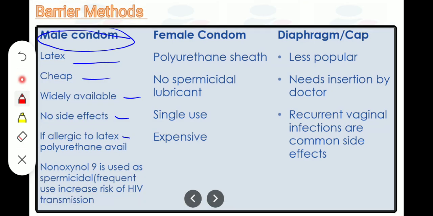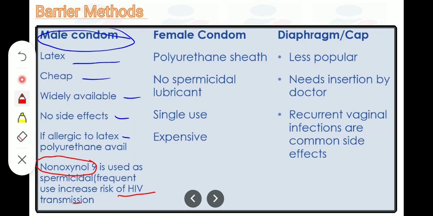Now there is a specific spermicidal agent which is used with the male condom, and that is nonoxynol-9. It is also asked in MCQs which type of spermicidal agent is used in barrier methods like the male condom. That is nonoxynol-9, but the disadvantage of this spermicidal agent is that when it is used frequently, it increases the risk of HIV transmission.